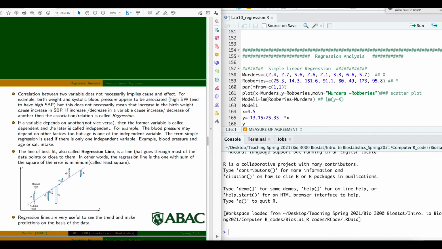In other words, the regression line is the one where the sum of the squares of the errors is a minimum. What does that mean? Look at this. This is a line that goes through the middle of those points. Each point is basically the given data point, but that line is the regression line. That means that line represents most of those data points, or predicts most of those points.